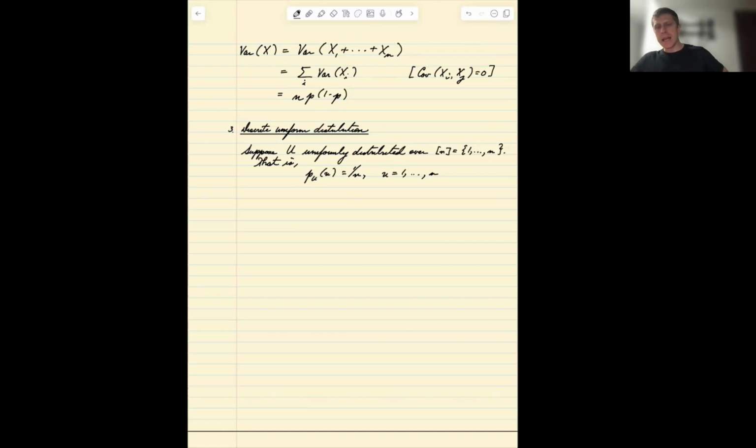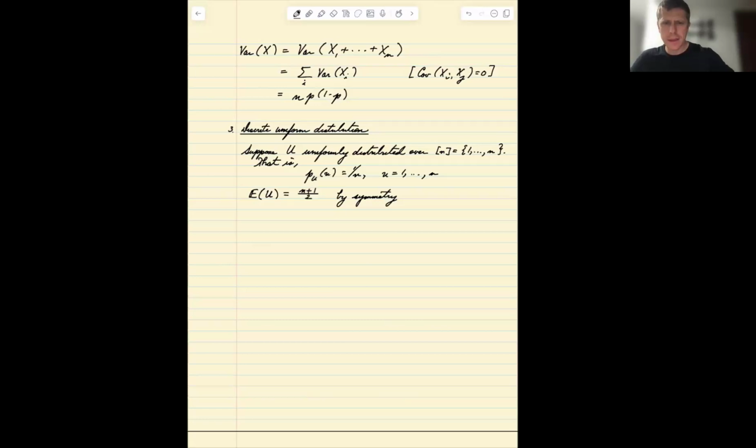What is the expectation? Well, we could calculate the expectation. Intuitively, it's going to be the midpoint of all the numbers because of symmetry. So it should be the midpoint, which is (n+1)/2 by symmetry. How would we calculate that explicitly?